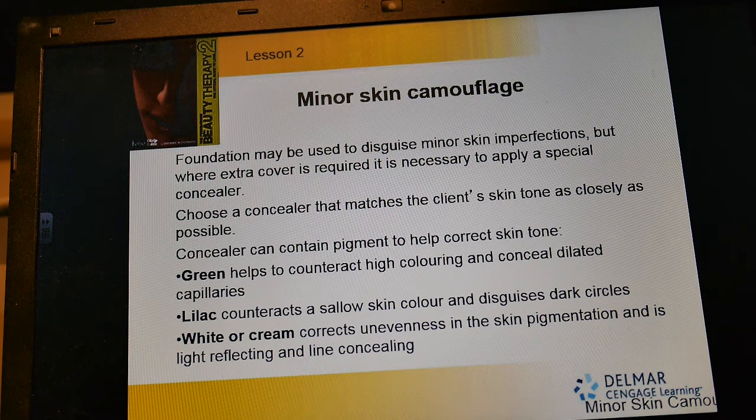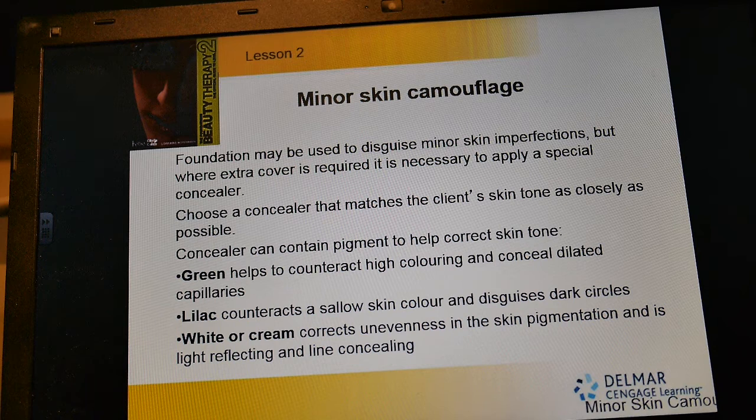White or cream colour correctors are good for unevenness in skin pigmentation. They're quite light reflecting, so they work really well. When it comes to rose, if you've got anything which is really dark, on the browny black sort of tones, rose can sometimes be a really good brightener for those particular areas, and it helps conceal those a lot better, and that is actually in one of my tutorials.